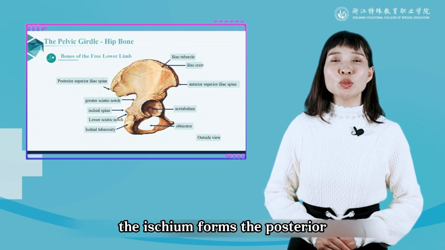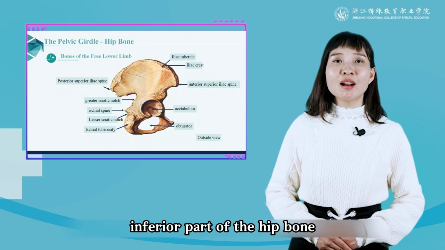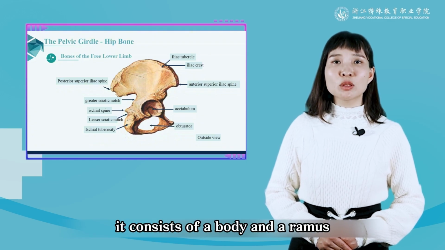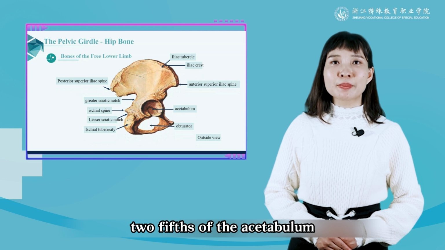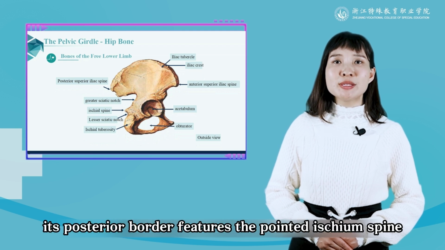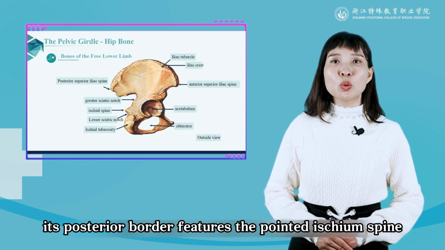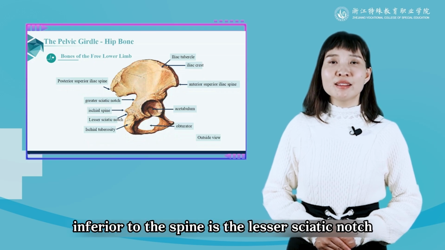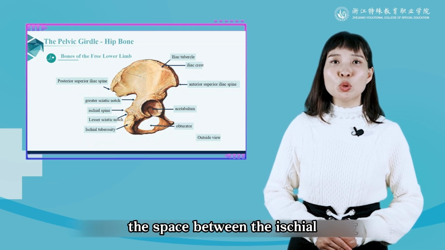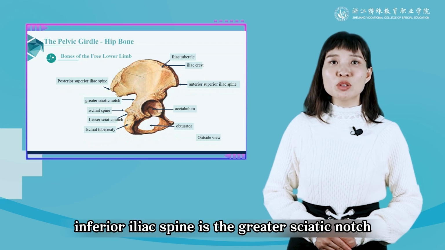The ischium forms the postero-inferior part of the hip bone. It consists of a body and a ramus. The body forms the postero-inferior 2/5 of the acetabulum. Its posterior border features the pointed ischial spine. Inferior to the spine is the lesser sciatic notch. The space between the ischial spine and the posterior inferior iliac spine is the greater sciatic notch.